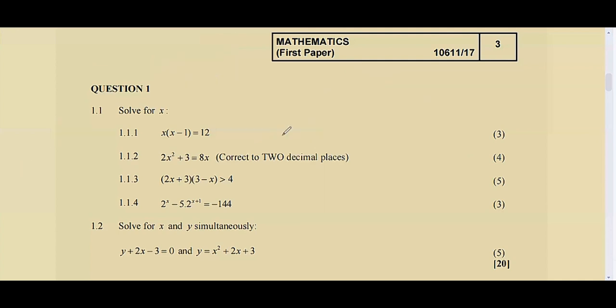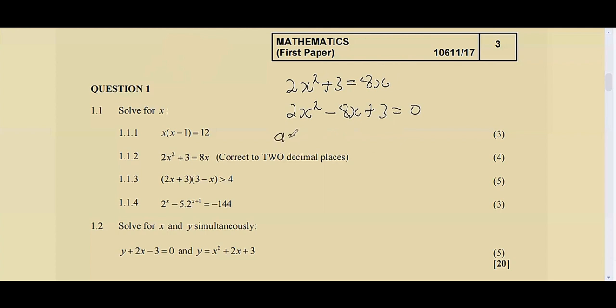Now, 1.1.2, we have 2x squared plus 3 is equals to 8x, and then they've told us correct to 2 decimal places. Whenever we see that statement, note, this gives us a right to use the quadratic formula. But before we can use it, we have to make sure that this is in standard form. So how do we do that? We take this 8x over to the side. So this is 2x squared minus 8x plus 3 is equals to 0.